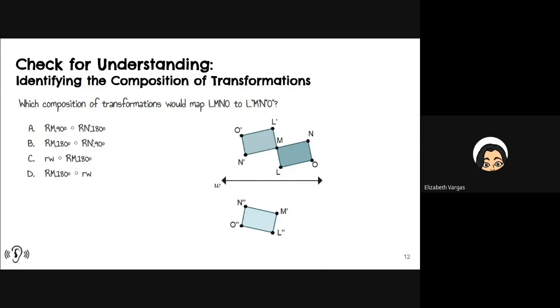Which composition of transformations would map our pre-image, this is our pre-image, to our resulting image? What do you guys think?